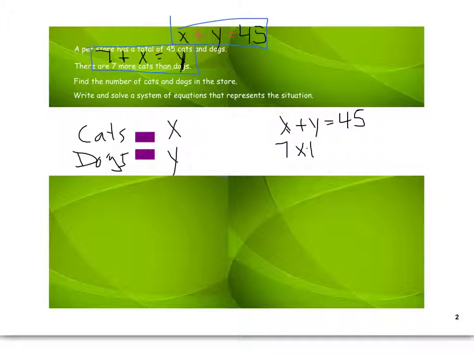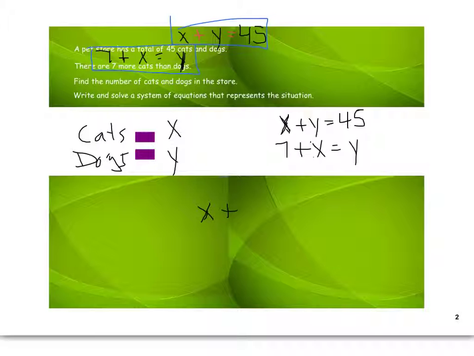7 plus X, plus X equals Y. Now, just like our other substitutions, we know what Y equals. So we're going to put that in for Y, just like we do for the other ones, except this time our Y is in the middle of an equation. So we're going to just put in exactly what we've got.